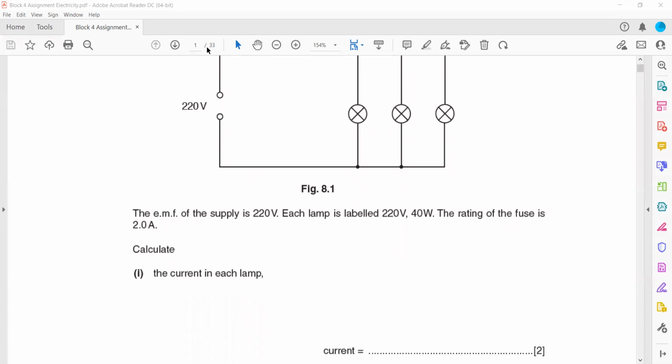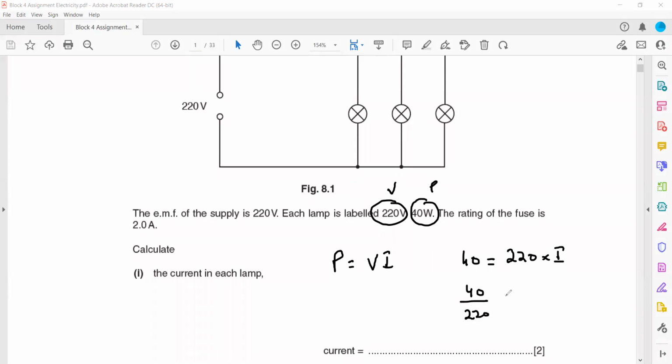How to calculate the current in each lamp? The power of the lamp is given, and the voltage is also given. So what is the formula which relates power, voltage and current? P equals VI, or P equals IV, where P is the power, which is 40, V is the voltage, 220, and I is the current, which we don't know. 220 is multiplied, so on the other side it will be divided: 40 divided by 220, that will give us 0.18.